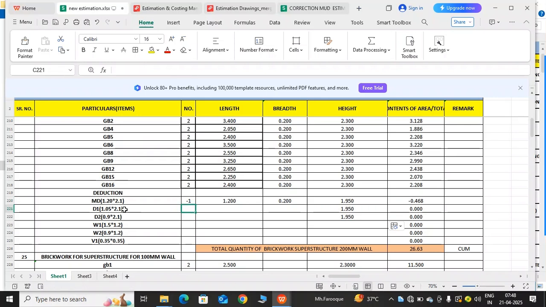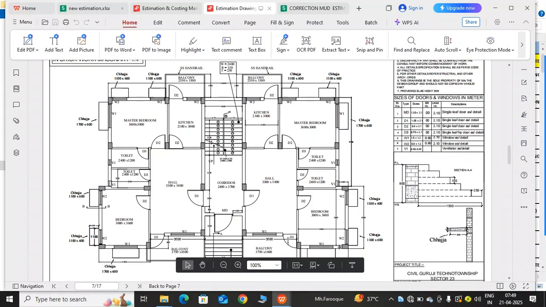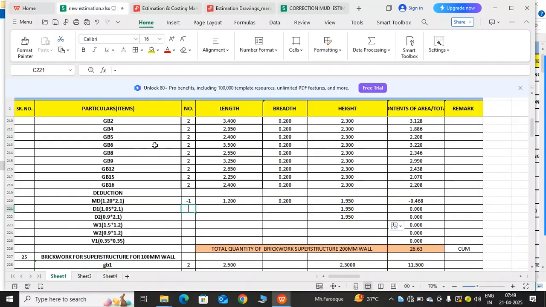Now I'm coming to D1. How many D1 do we have? I'm coming to the drawing here. Find D1. You can start from here. Look at this. D1 is written here. So it is 200 wall. 1, 2, 3, and 4. Understood? We have 4 D1 in 200 wall. So you should write here 4. Understood? On the same basis, you should write D2.